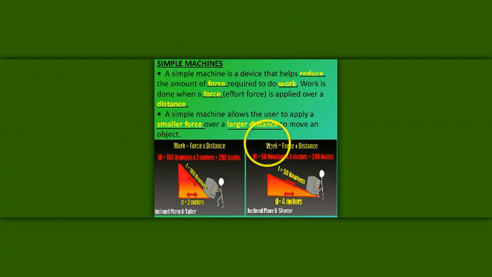It doesn't reduce the work. The work was the same. It was 200 joules here, and the work was 200 joules here. What was reduced? This went from 100 newtons to a 50 newton force. So, a simple machine always helps to reduce the force required to do work. Now, we are going to see what happens next.